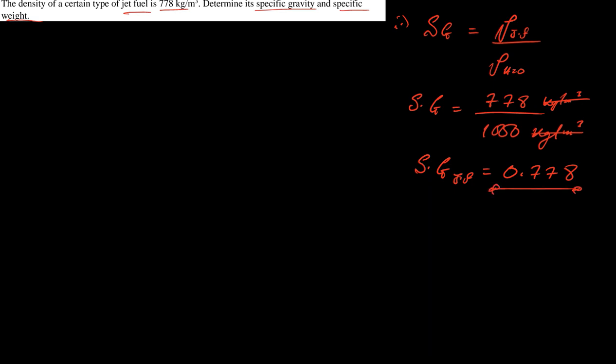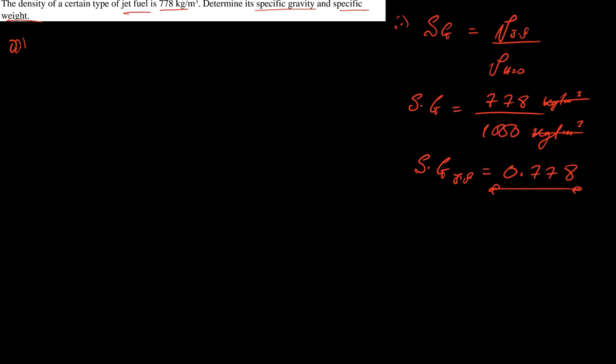It will not have any units because it's dimensionless. Now, moving forward, let us find the last part of the question, which is the specific weight. The specific weight is also called the unit weight or the weight density, and this is just the weight per unit volume of a substance. But it's mostly calculated as density times acceleration due to gravity.